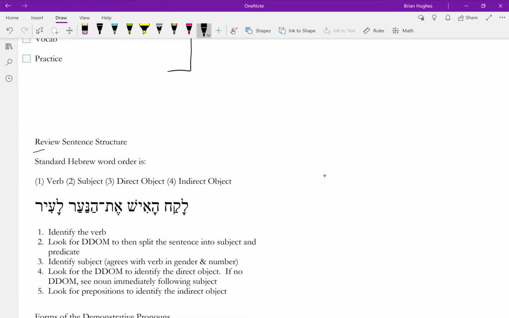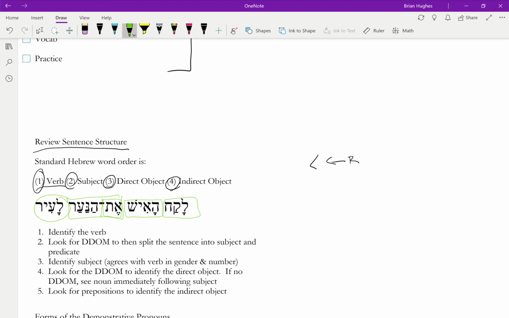All right, so I just wanted to review sentence structure again, especially as we're adding more and more things in with construct phrases and possessive suffixes and all that stuff. Let me bring us back to the basics to remember that the standard Hebrew word order starts with a verb, and in a Hebrew sentence, remember, this goes from right to left, even though I'm writing in English. So we start with a verb, and then we often have a subject, a direct object, and then finally an indirect object. Here in this example, we can see a verb, lakach, then the subject, our direct object, helpfully marked out with our definite direct object marker, and then our indirect object.